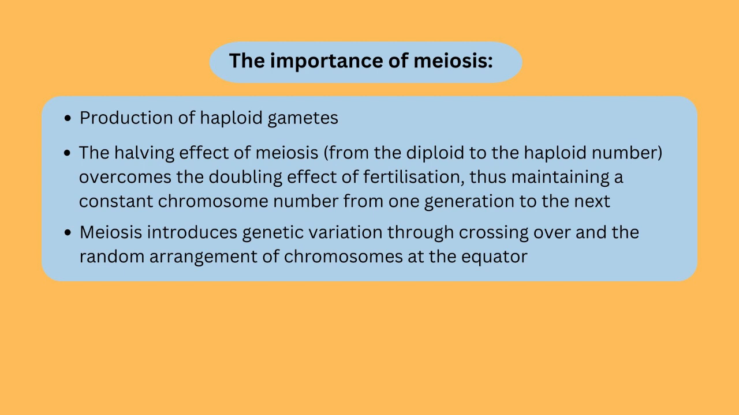The importance of meiosis. Production of haploid gametes. The halving effect of meiosis, from the diploid to the haploid number, overcomes the doubling effect of fertilization, thus maintaining a constant chromosome number from one generation to the next. Meiosis introduces genetic variation through crossing over and the random arrangement of chromosomes at the equator.